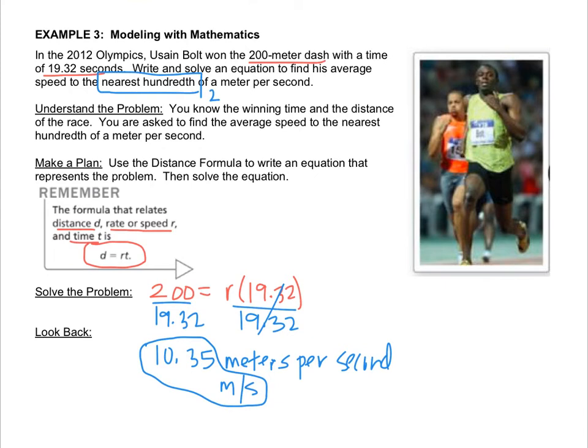So now you go back and you say, does that make sense? In the story, he's running about 10 meters per second. And if he's running 19.32 seconds, 19 times 10 is 190. So that definitely makes sense because the race is 200 meters. All right, we got one more example.